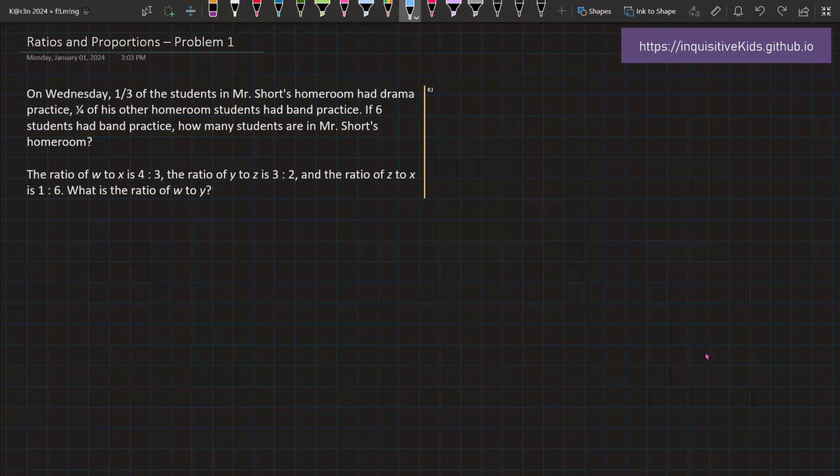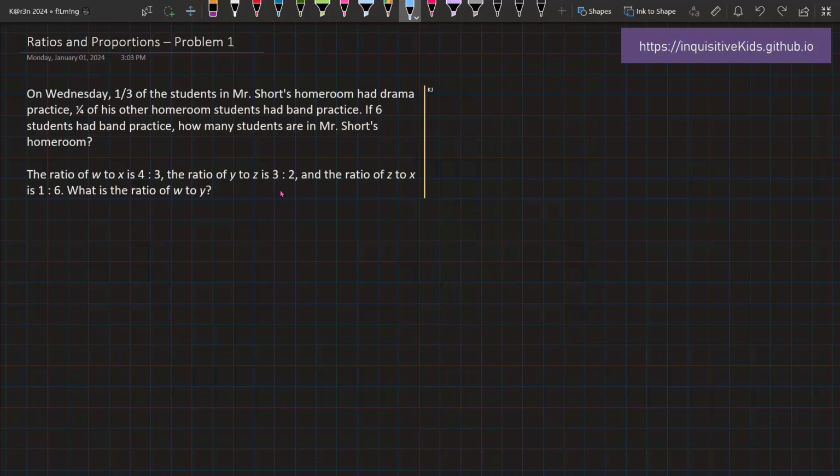On Wednesday, 1/3 of the students in Mr. Short's homeroom had drama practice. 1/4 of his other homeroom students had band practice. If 6 students had band practice, how many students are in Mr. Short's homeroom? Here we're starting to work with some fractions.